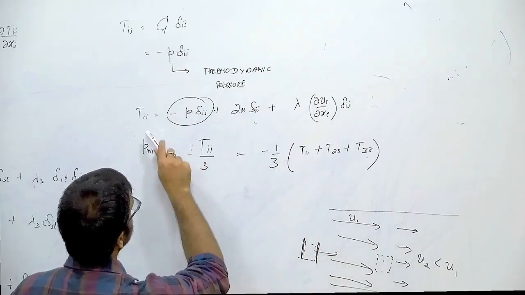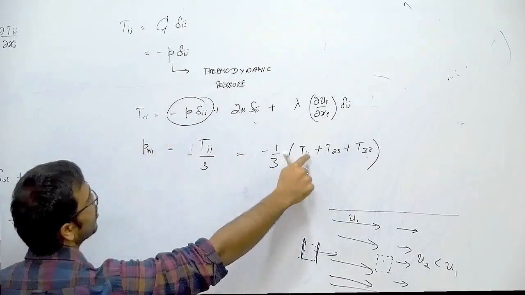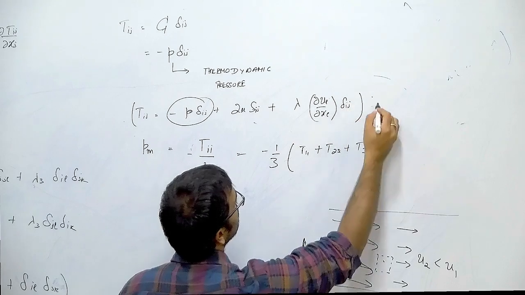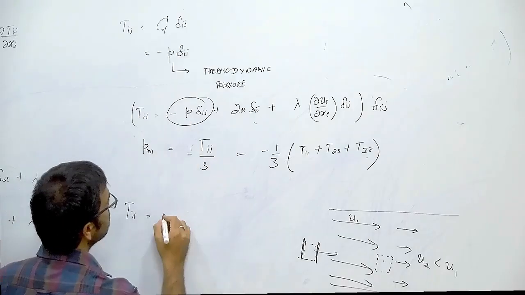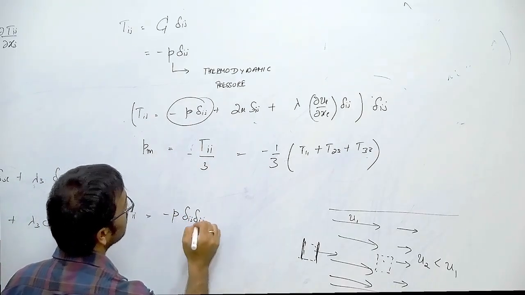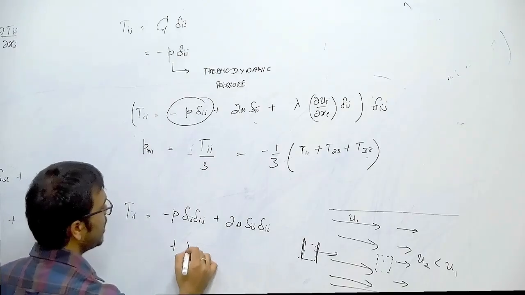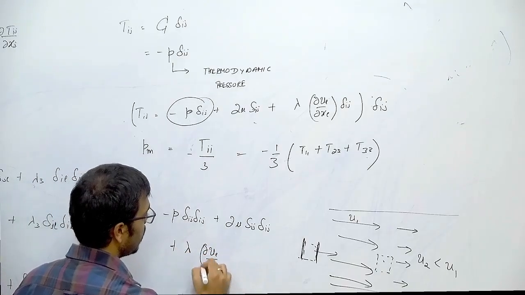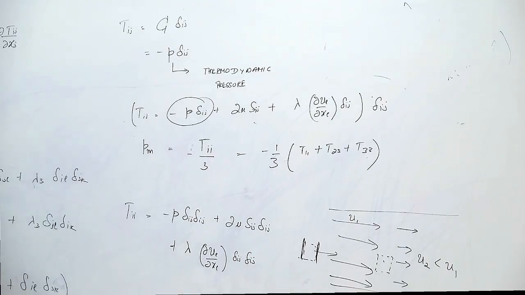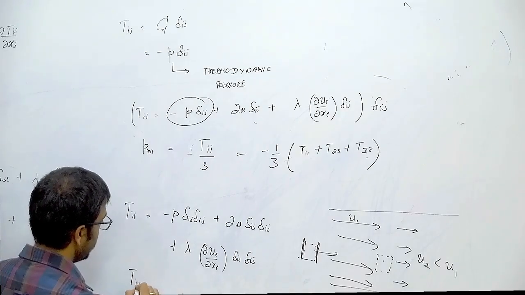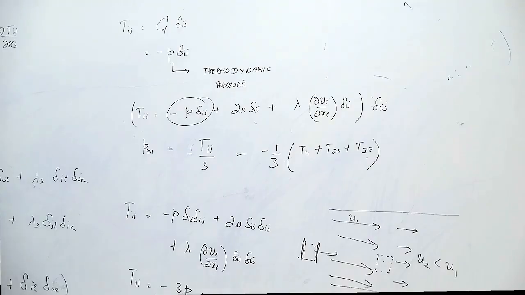So when you look at it like this, let us say we multiply this expression with delta ij, because we want Tii. So Tij delta ij gives me Tii equals minus P delta ij delta ij plus 2 mu Sij delta ij plus lambda del UL over del XL delta ij. What is delta ij times delta ij? 3. So we have Tii equals minus 3P plus 2 mu Sij times delta ij, Sii, which is what?